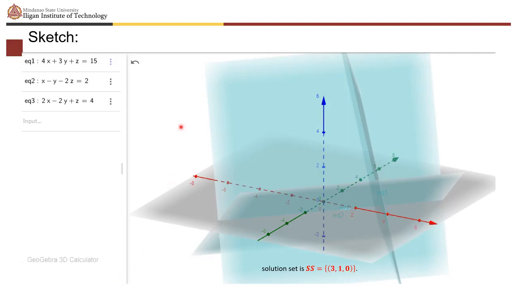Now, sketching of planes is not in our topic, but this will be discussed later. So, if you take a look at this graph, it's just to visualize the solution set. We have x is equal to 3, so this is at 2, this is at 3, then y is equal to 1, so you count 1, and then z is equal to 0. So this is the point here of intersection. The intersection of these three planes is this point, which is (3, 1, 0).